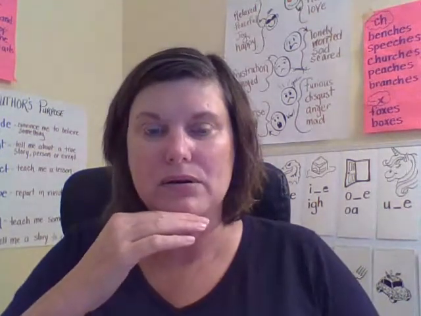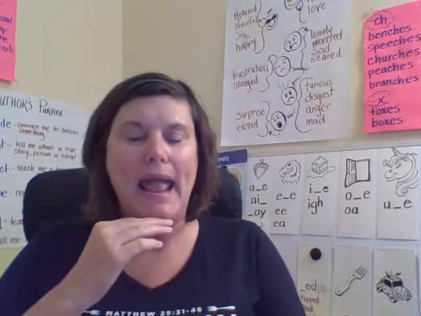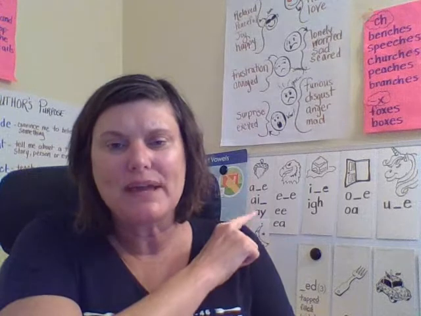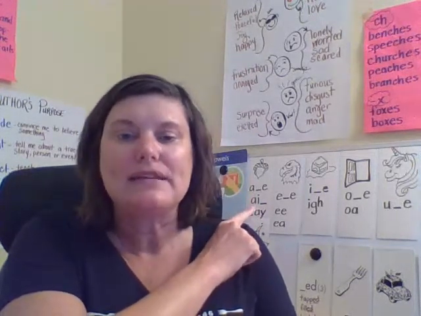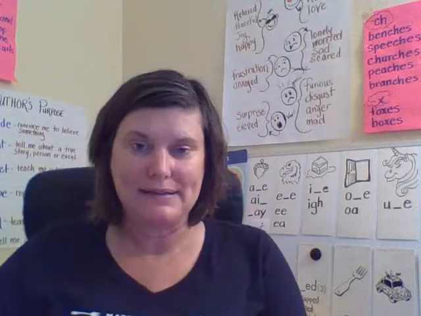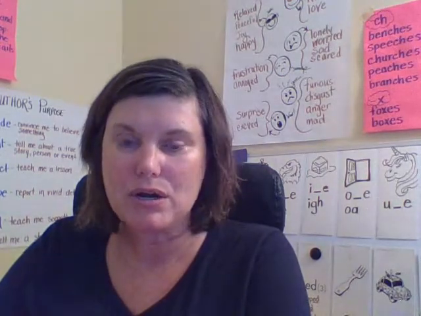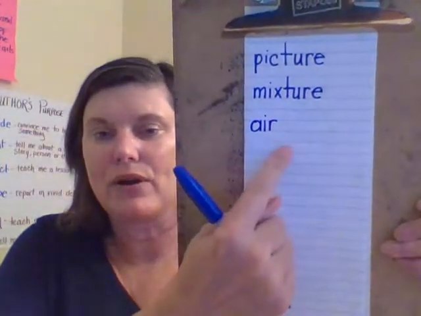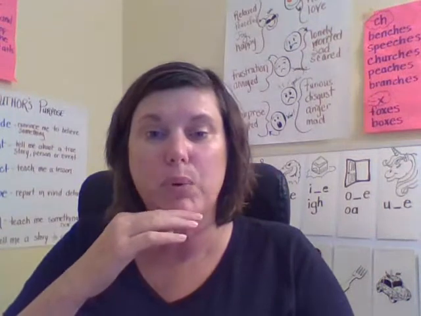Okay, let's spell the word airport. Ready? Airport. So air. I hear the acorn sound. And we know there are 3 ways to make the long A sound. I will tell you in air, it is spelled with the AI spelling. So here's how you spell air. And then we're spelling airport.